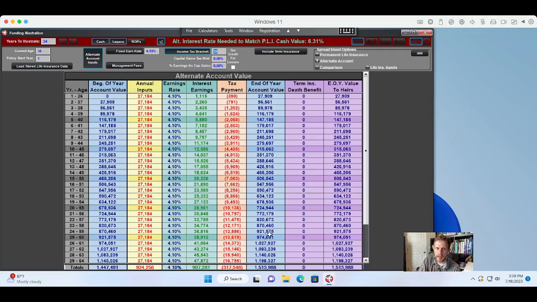So what that means is in order for this alternative account to match what the life insurance did, the alternative account has to get 6.31% every single year for 34 years, which is very unrealistic. Right now they're up, but just last year they were below 2%, and some savings accounts were below 1% a year and a half ago. So we need to realize that the chance of this happening is very low.